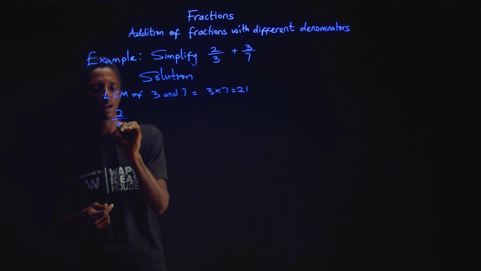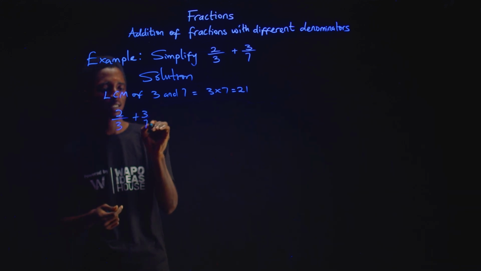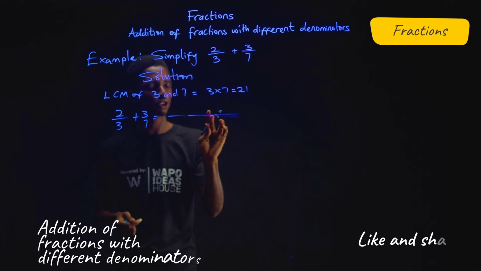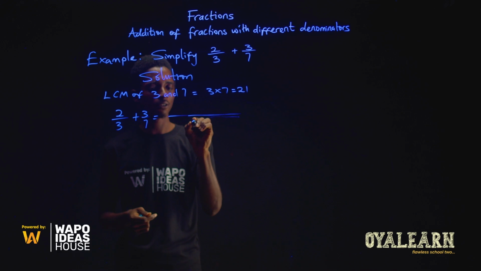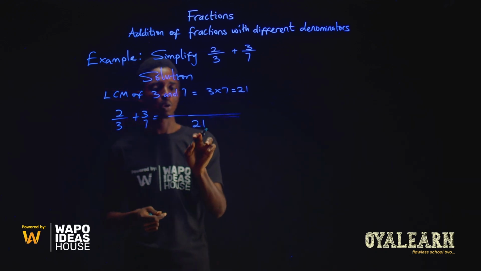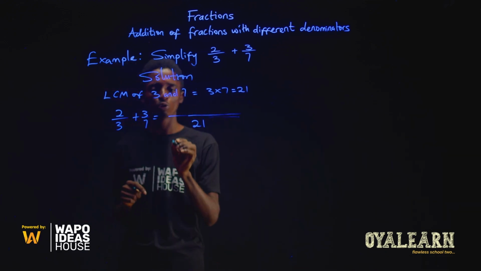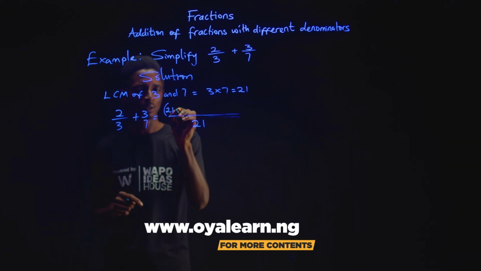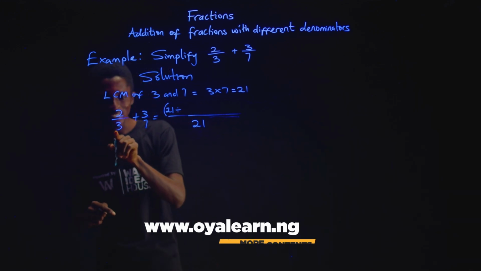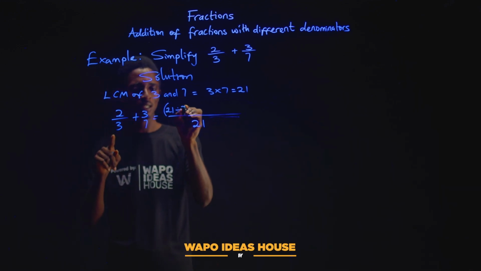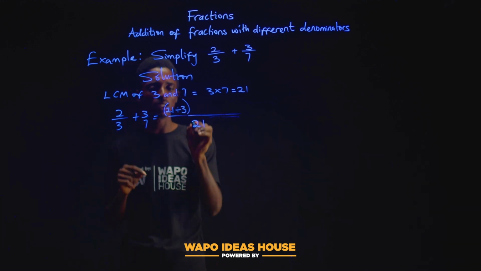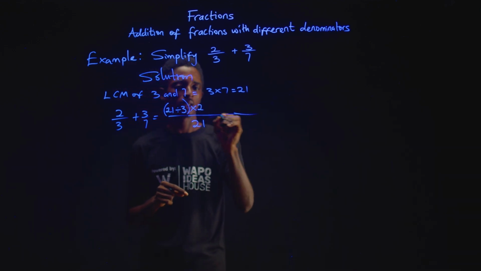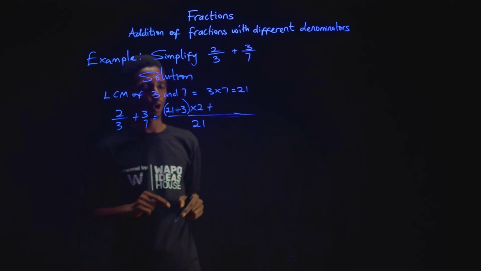So now that we have our LCM, which is 21, we can go on to solve this. So we have 2 over 3 plus 3 over 7. This will now become, at the denominator position, you would write the LCM, which is 21. So we have 21 here. The next thing you want to do is 21, which is the LCM, divided by the denominator of the first fraction, which is 3. And then whatever you get, you multiply it by the numerator, which is 2. Then you apply this sign, which is plus.